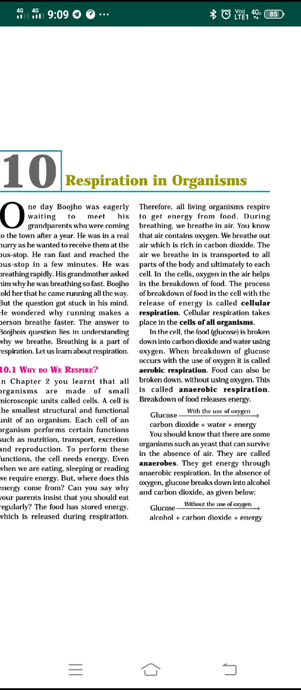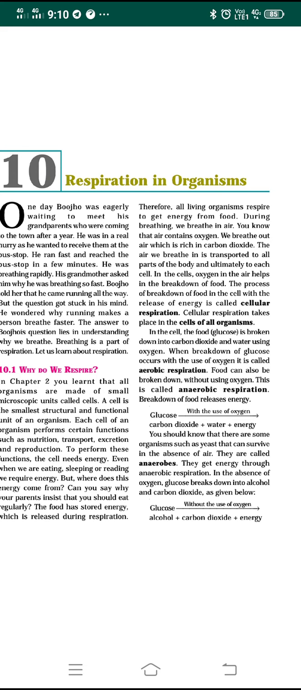Here, organisms such as yeast can survive even without consumption of oxygen. In the absence of air they can survive. They get energy through anaerobic respiration. So what is anaerobic respiration? The breakdown of food takes place in the absence of oxygen to form alcohol and carbon dioxide. This process is known as anaerobic respiration, and such organisms are called anaerobes.